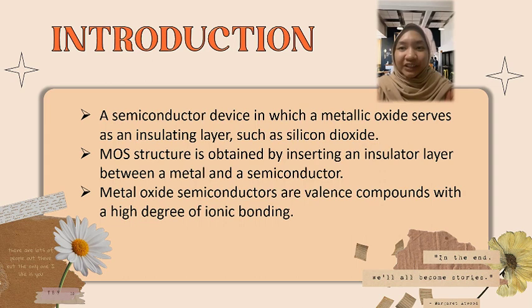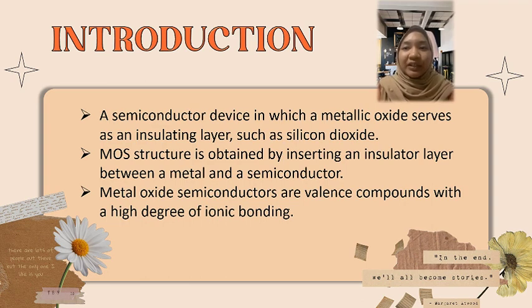For the introduction of MOS. A metal oxide semiconductor, or MOS, is a semiconductor device in which a metallic oxide serves as an insulating layer, such as silicon dioxide. Generally, the MOS structure is obtained by inserting an insulator layer between a metal and a semiconductor. MOS structures are essential for a wide range of semiconductor devices.